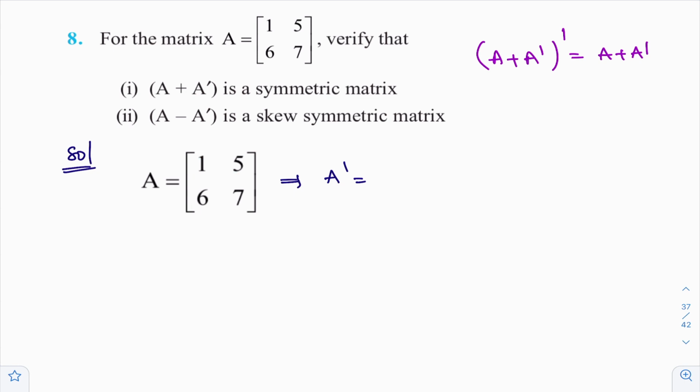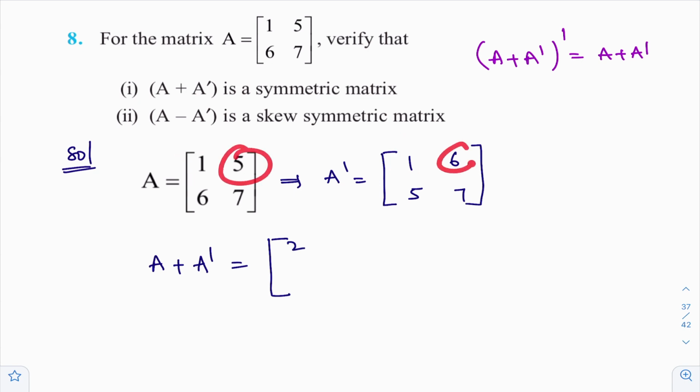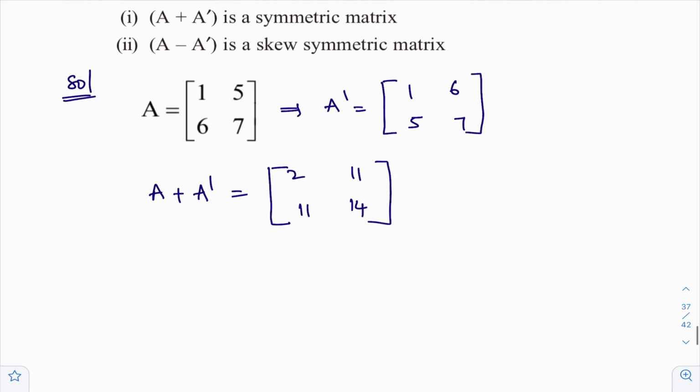First row, you write it as a first column, okay? Second row, write it as a second column, right? So you got A dash. Now I'll calculate A plus A dash. You add the corresponding elements, yes. 1 plus 1, 2, okay? Next, 5 plus 6, 11. Next, 6 plus 5, 11. Next, 7 plus 7, that is 14. Okay, this is A plus A dash.